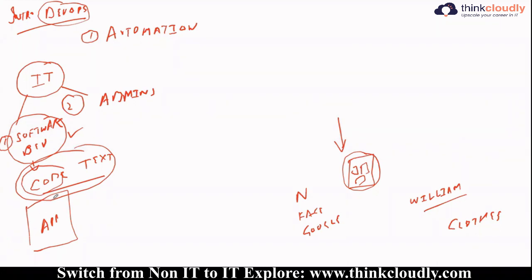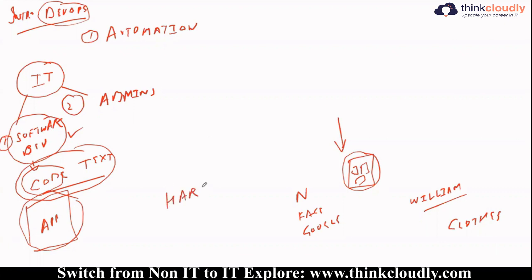So code or program, they write the program, and when they run it, that becomes your application, and that can be used by multiple users. Okay. So this is what software developers do. Now, IT has software. IT also has hardware.